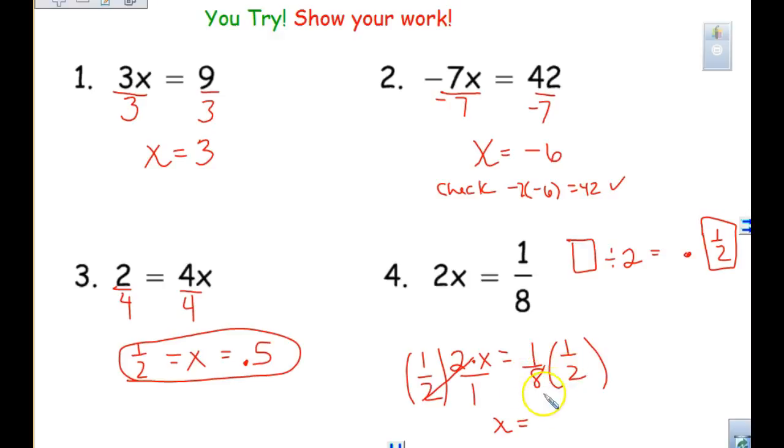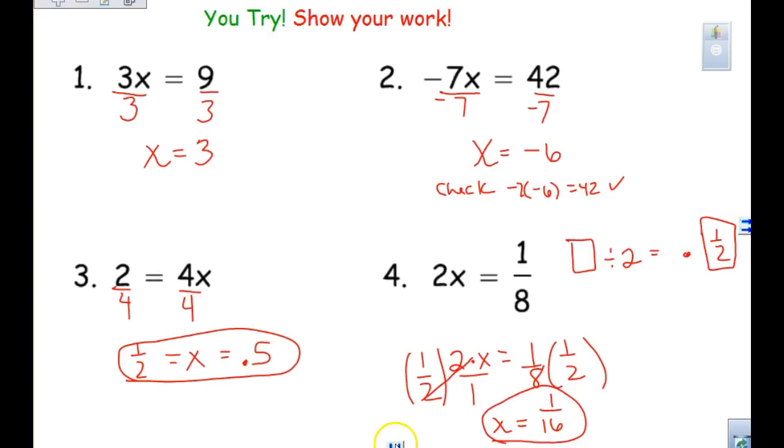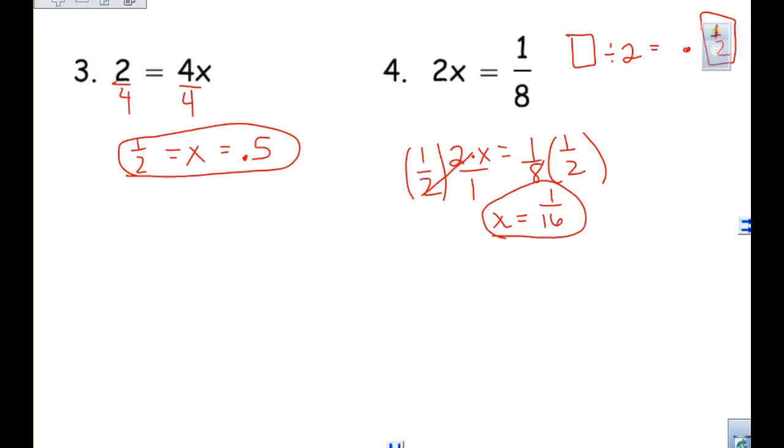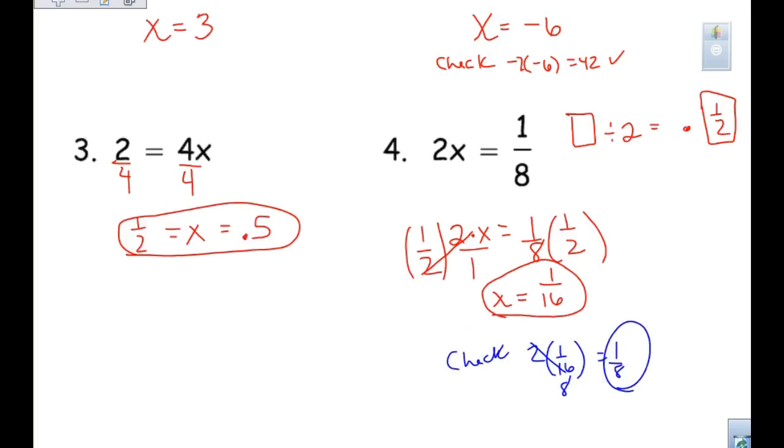And here we can't simplify, but 1 times 1 gives us 1 over 16. And if I was checking this, and you're thinking, I don't think I did that right, that can't be right, and you do a check, and you go back to the original, and you put in 2 times 1/16. 2 goes in here, this would be an 8. Do I get 1/8? Yeah, it works. So the key thing is identify that coefficient.